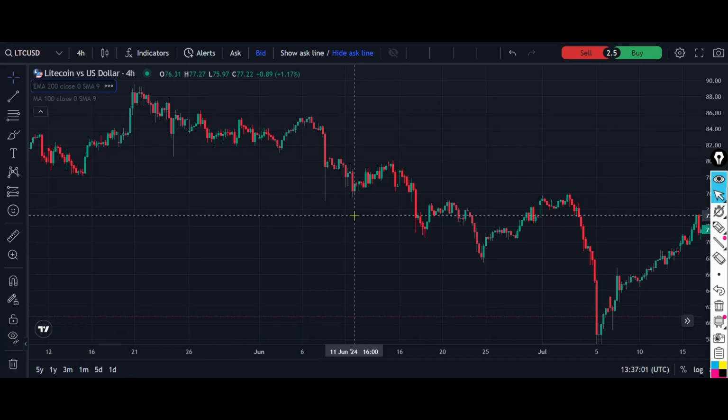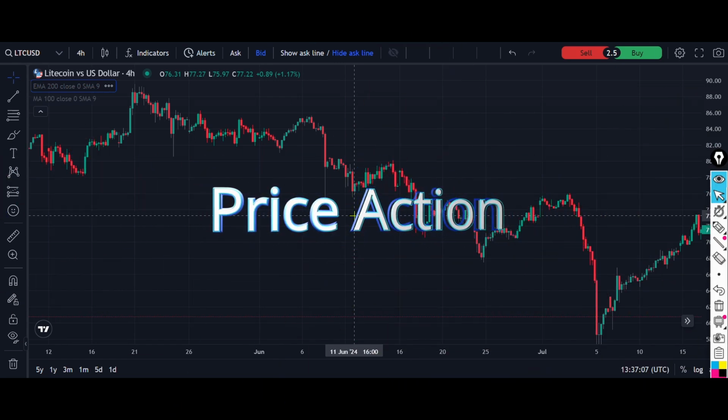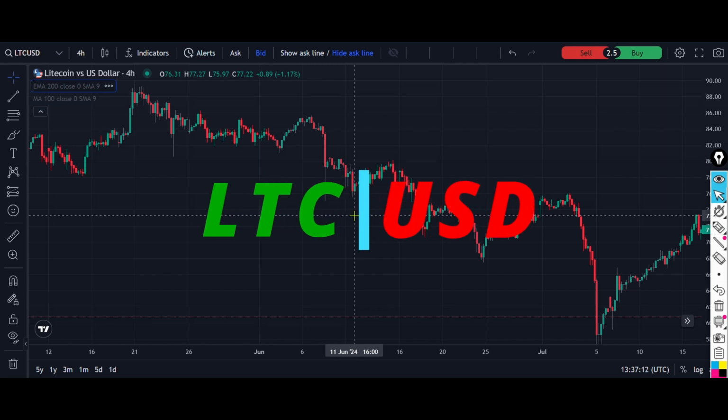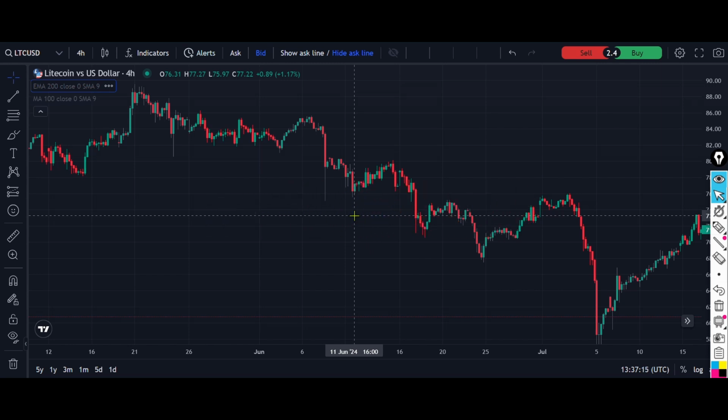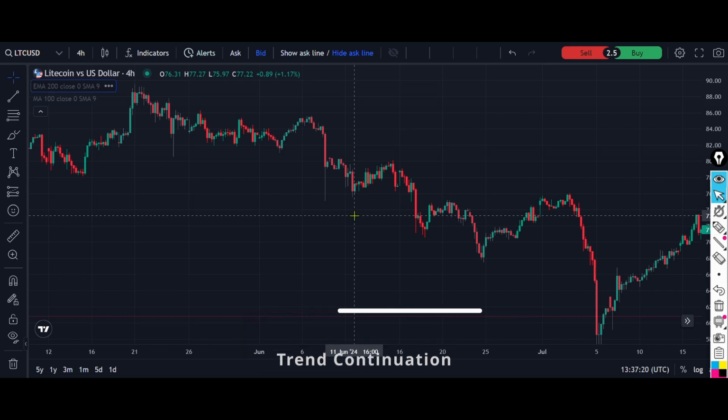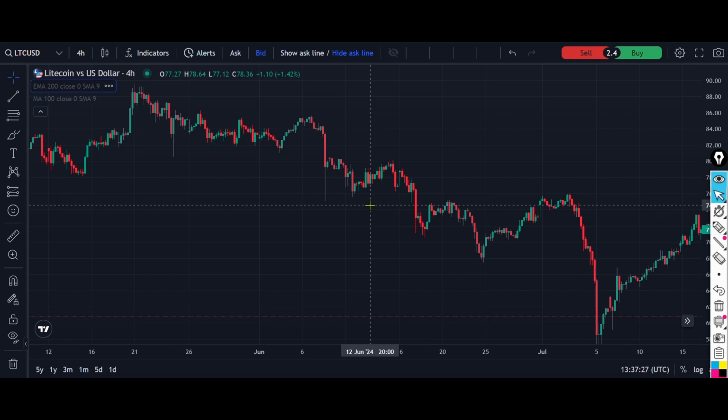In this video, I'll be showing you how to identify a trend continuation using pure price action. We are looking at Litecoin versus US dollar on the 4 hours time frame. Now, to identify that this is a trend continuation, we need to make sure that the price stays below the lowest low of the previous pullback. Let me show you here what I mean.